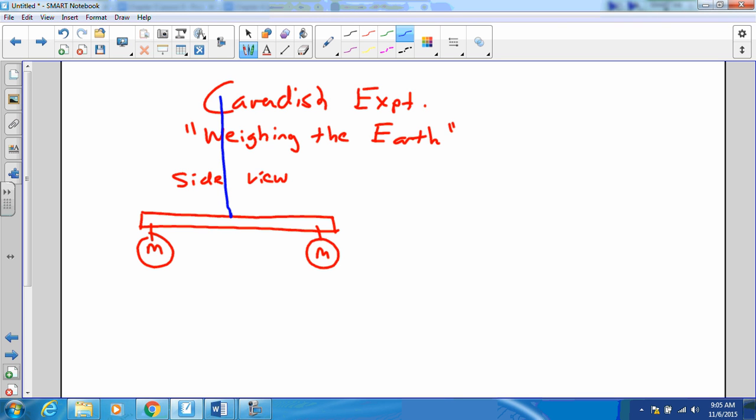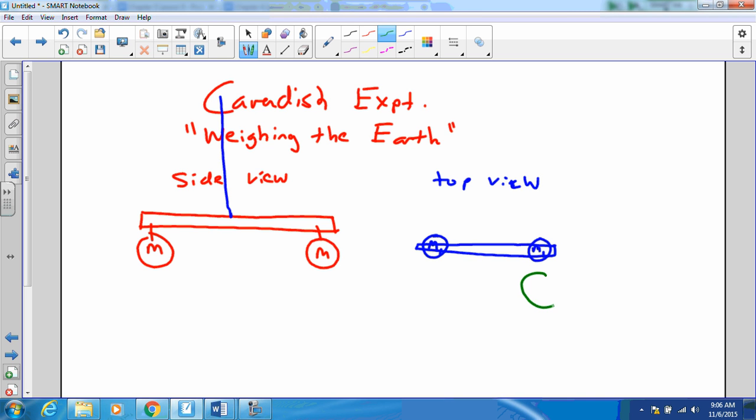Then, let's do the top view now so we can see what happens. In the top view, here is my beam with the two masses, M1 like that. He puts this whole thing in a really large wooden chamber so that it's isolated from wind drafts and so that essentially all of the other masses around it cancel out. And then after this thing has settled down, he leaves it there for like half a day so that all the motion completely settles out.